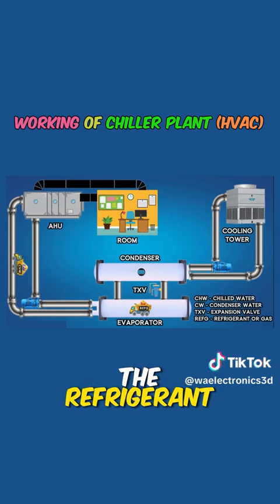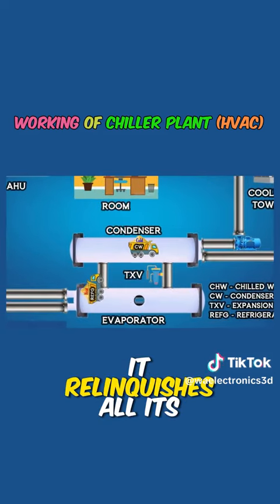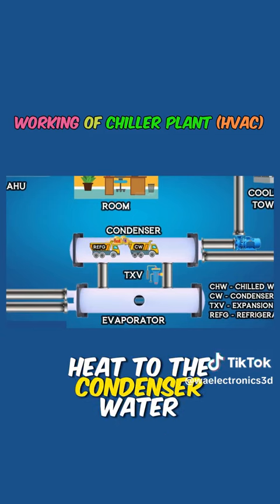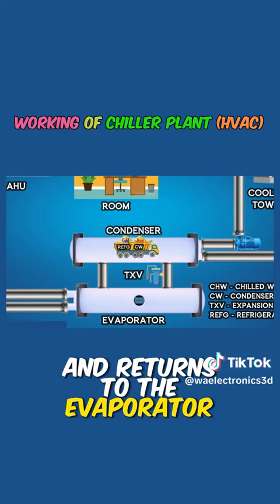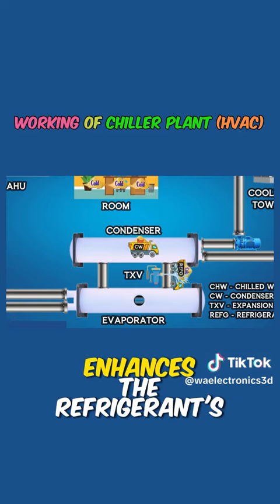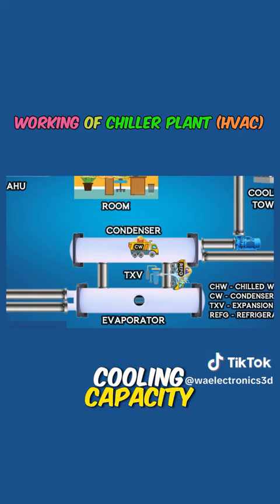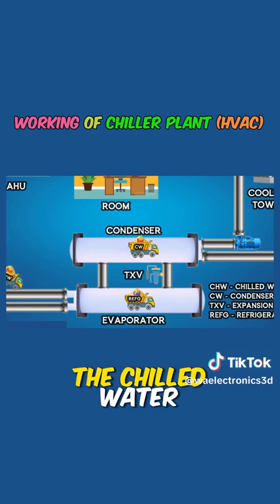The refrigerant, laden with heat from the chilled water, moves to the condenser. Here it relinquishes all its heat to the condenser water, absorbs the resultant cold, and returns to the evaporator through the expansion valve. The expansion valve enhances the refrigerant's cooling capacity. The refrigerant, now cooler, imparts this chill to the chilled water.